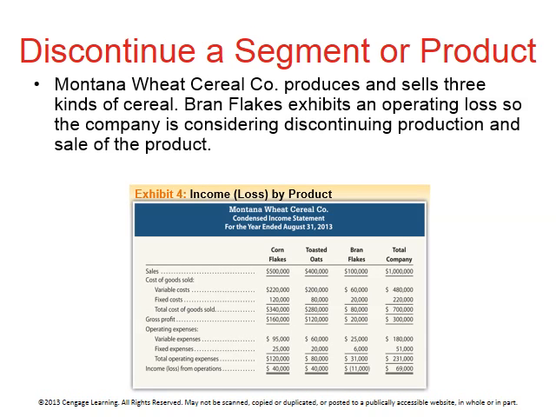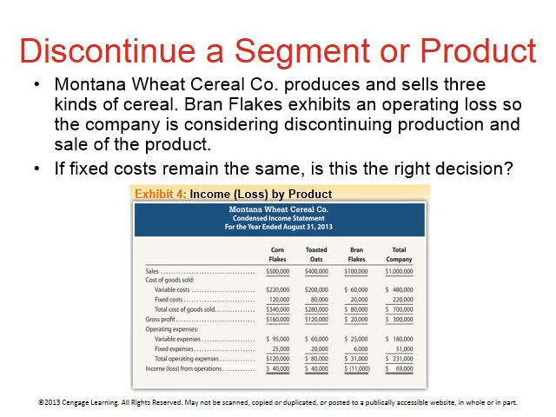Another decision we can make is to think maybe we could discontinue a segment of products. So we're looking at Montana wheat. We produce 3 kinds of cereal. Bran flakes is at an operating loss, so the company is considering to discontinue it. So if we look at the last column, income loss from operations, we go to bran flakes. It's showing an $11,000 loss. Well, should we discontinue bran flakes? That's our decision. So we're saying if fixed costs remain the same, is it the right decision to discontinue bran flakes?